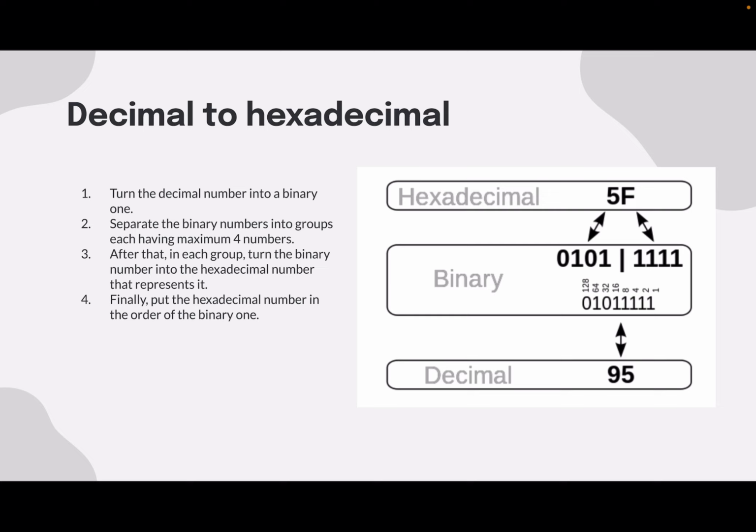And then 0101 is equal to 5, and you write 5 to the left of the F. And you have your hexadecimal converted number.